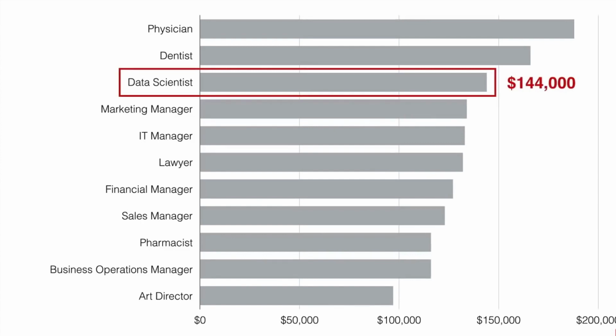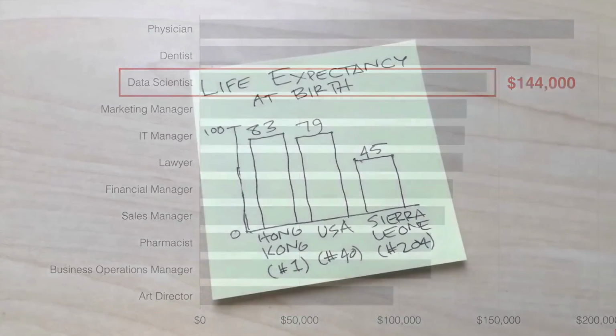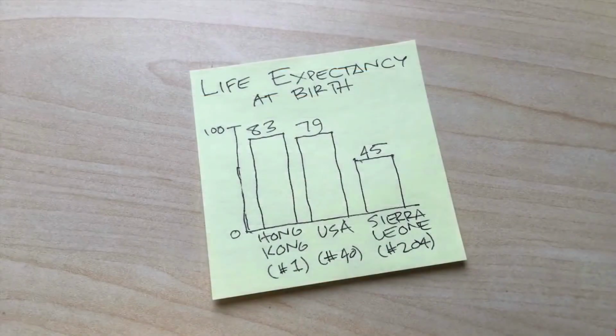But you don't even have to get fancy. I just got out a pen and a Post-it note and I drew a bar chart of some real data about life expectancy. This tells the story as well that there is something terribly amiss in Sierra Leone.